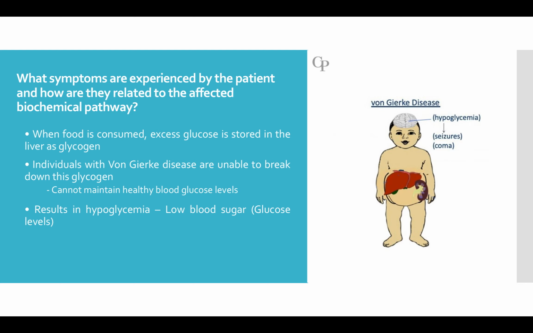When we consume food, the excess glucose is stored in the liver in the form of glycogen, which is broken down by the body as needed. However, as stated previously, people with von Gierke disease have a deficiency in the glucose 6-phosphatase enzyme and thus have an inability to break down this glycogen. This in turn means that they are unable to maintain a healthy blood glucose level, which will result in hypoglycemia. This can result in mild effects such as confusion and fainting, or in more severe cases may cause a person to have seizures, fall into a coma, or potentially die.